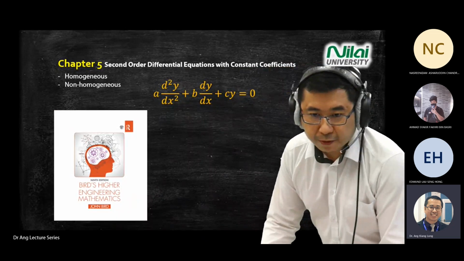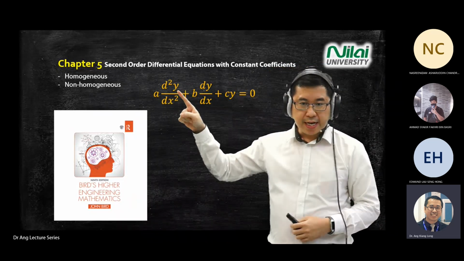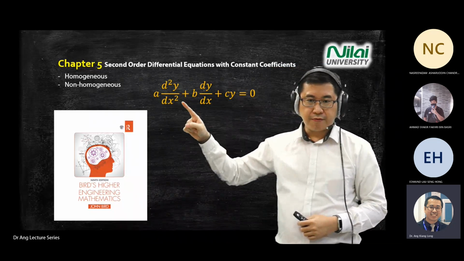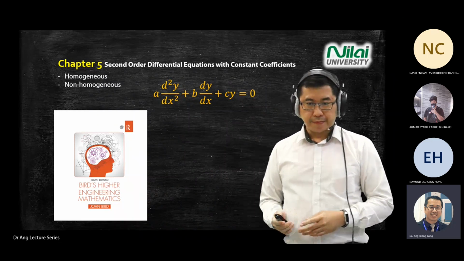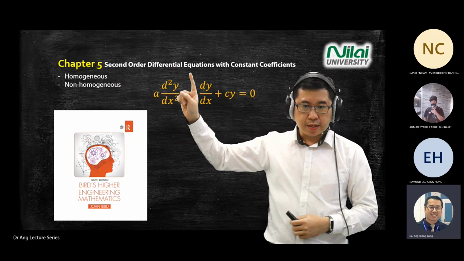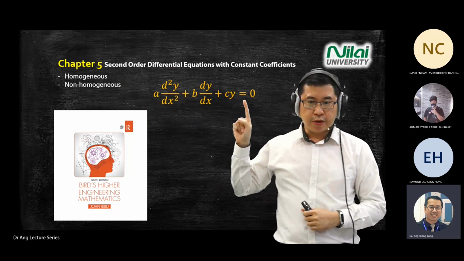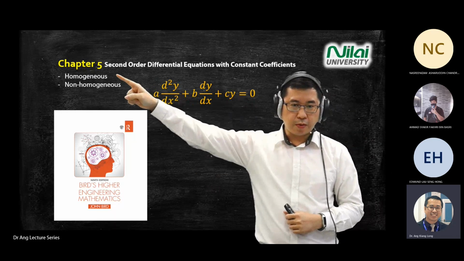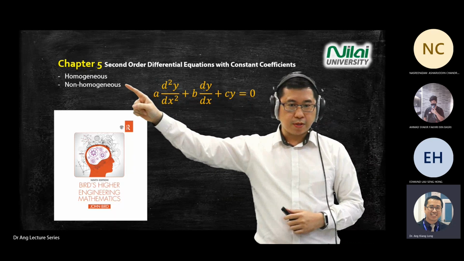Okay, now we are in chapter 5. Chapter 5 is about second order differential equations, right? And we have two types of second order differential equation. We have homogeneous and non-homogeneous. So if it's 0 equal to 0, we fall into the first one. If it's not 0, then we fall into the second one.